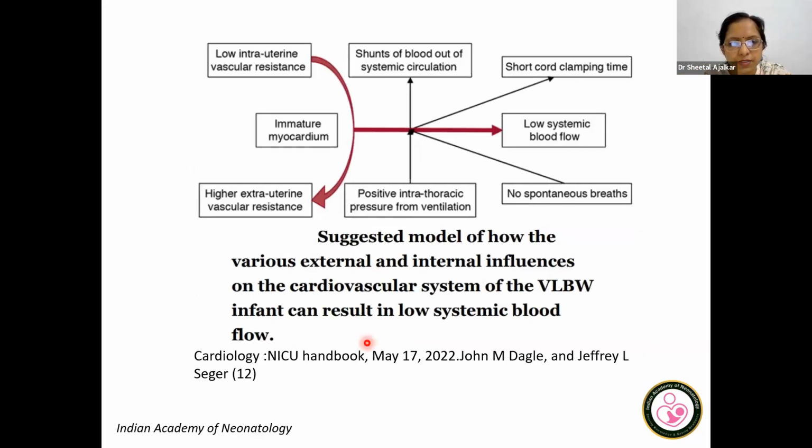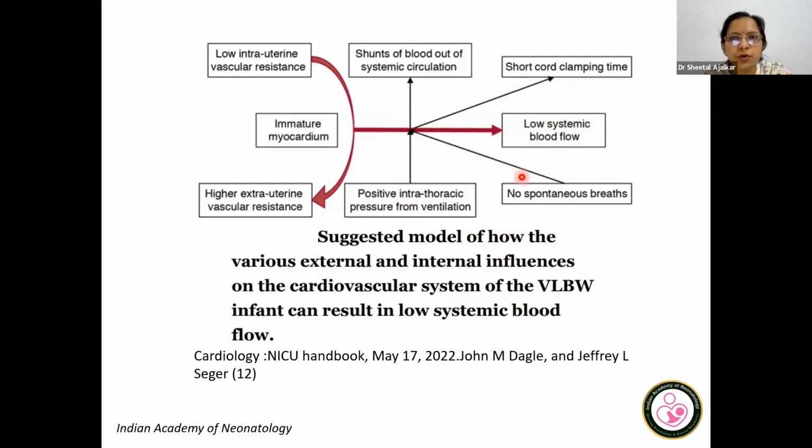In the first day of life, the baby's cardiovascular system has to go from a low intrauterine vascular resistance state to a high one. In that, the myocardium is immature. There are shunts, and blood flows out of the systemic circulation. If there is short cord clamping time, along with positive intrathoracic pressure from the ventilation, all this can lead to low systemic blood flow. So basically, if the cord is clamped before the start of spontaneous breaths, definitely there will be low systemic blood flow. This is important in the context of avoiding low systemic blood flow.